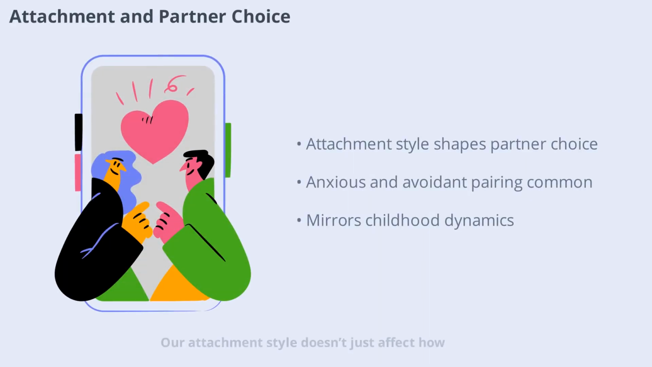Our attachment style doesn't just affect how we behave, it also influences who we're drawn to. For example, people with anxious attachment may find themselves attracted to avoidant partners, creating a cycle of pursuit and withdrawal. These unconscious patterns often mirror the dynamics we experienced in childhood, shaping our adult relationships in subtle but powerful ways.